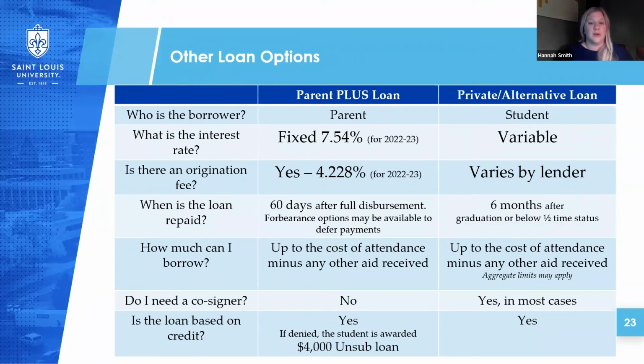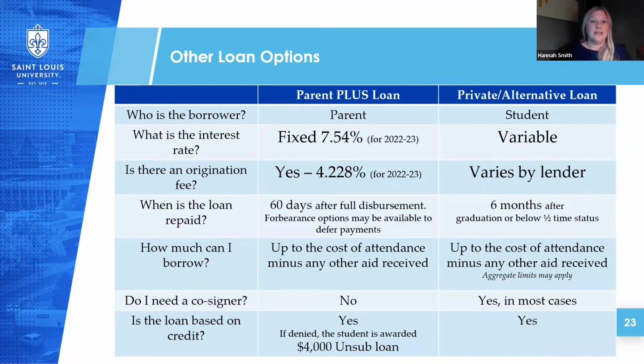Here's some additional information comparing your other loan options. The borrower for a Parent Plus loan, of course, is the parent. The private and alternative loans typically are the student. The interest rates can be variable on the private and alternative loans, but again, we estimate those at about 10%. Repayment for the Parent Plus loan kicks into effect 60 days after the loan is paid in full. Typically, if you're applying for a Parent Plus loan, you're applying for the academic year, so it's going to pay half in fall and half in spring, and then repayment would kick in 60 days after that spring payment. So the loan is paid in full in January, and you would start repayment in about March.